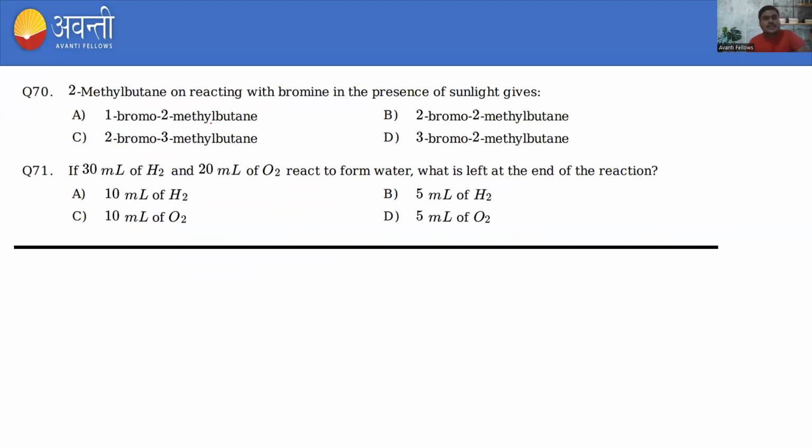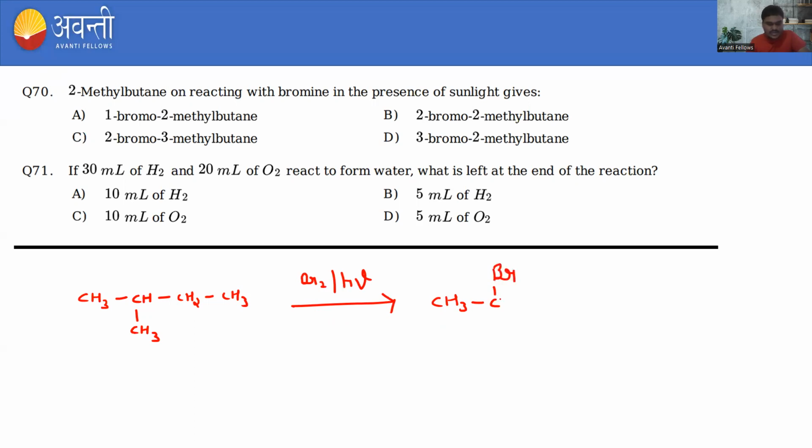Chalo. Next, move to question number 17. What does the question ask? 2-methylbutane on reacting with bromine in presence of sunlight. So we have 2-methylbutane. Let me draw the structure of this 2-methylbutane. We have CH3, CH, again CH3, CH2, and CH3. And we react with Br2 and h nu. What will you get, beta? We'll get CH3, C, and at this position we'll get Br, again CH3, CH2, and CH3.